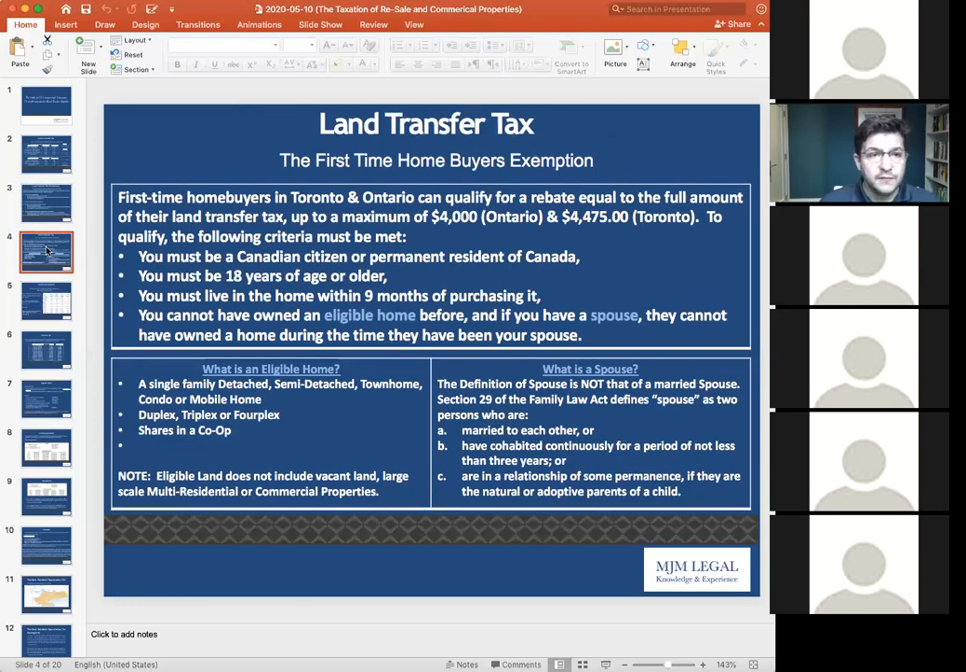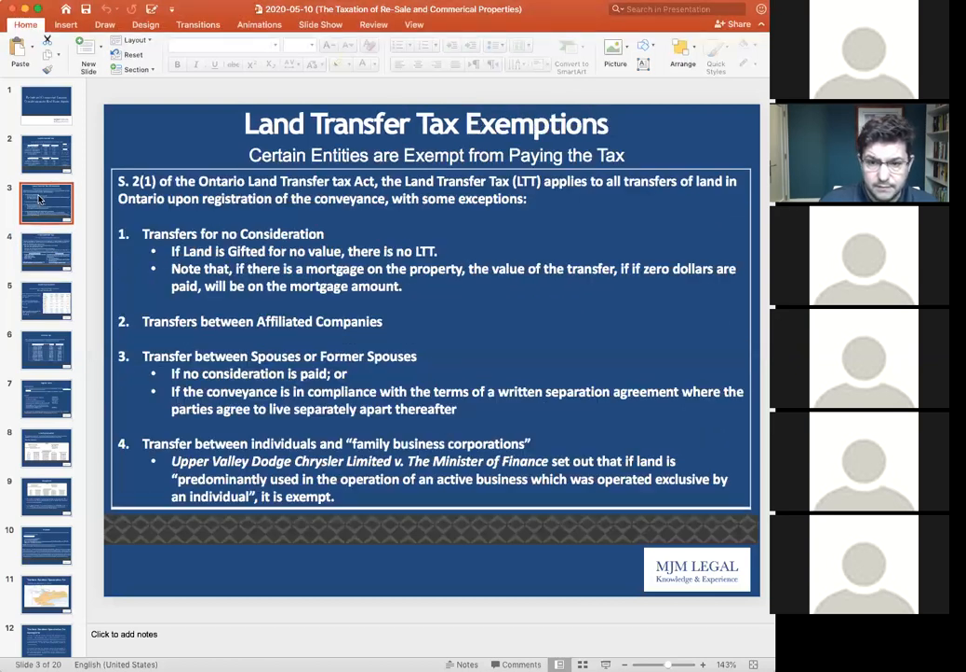Okay. The other thing that— question, Mark. Yeah. In the previous slide with spouses, if, for example, there's only one spouse on a property deed, God forbid if something happens that they die or something, and that has to be transferred to the other, would that still be exempted? Would that be exempt from land transfer tax? Yeah. Yes, it would. Okay.